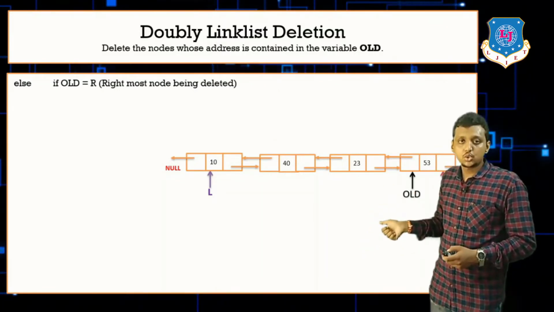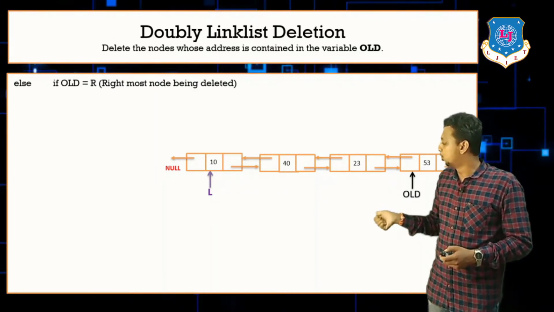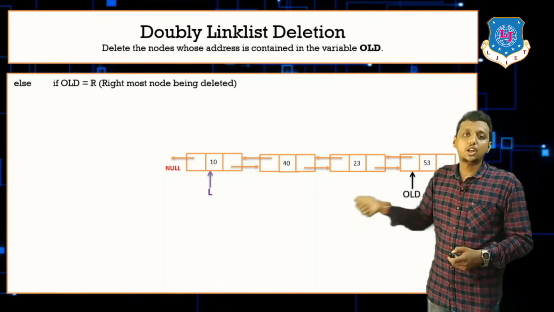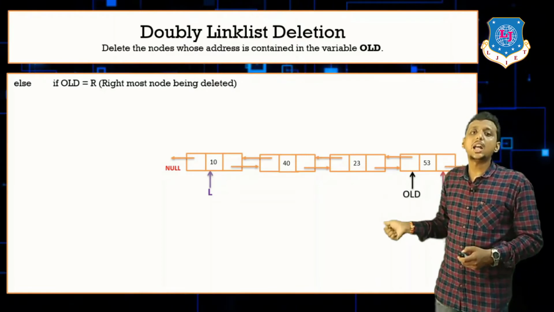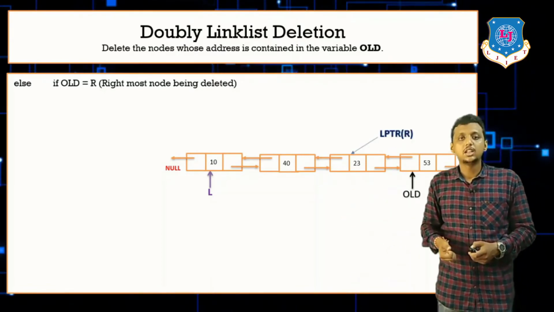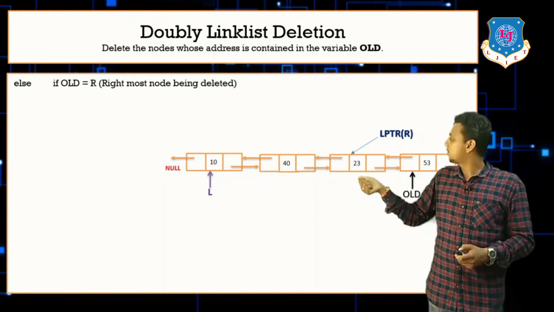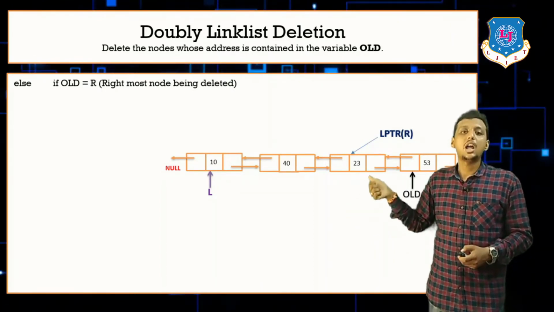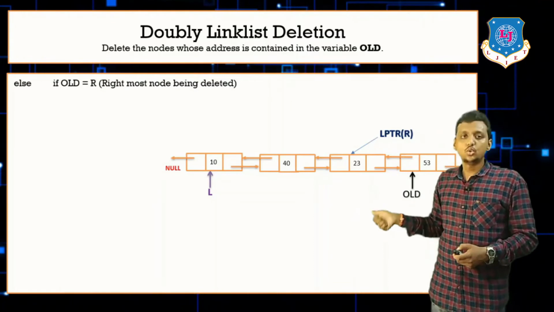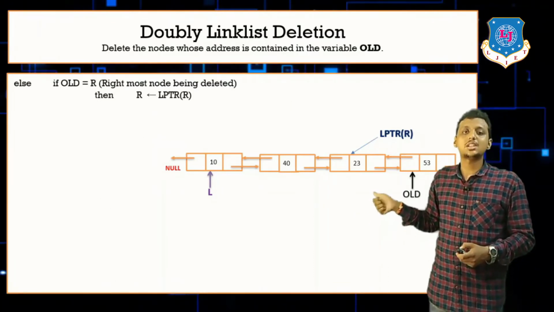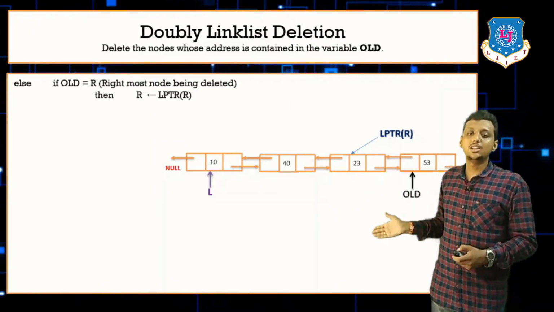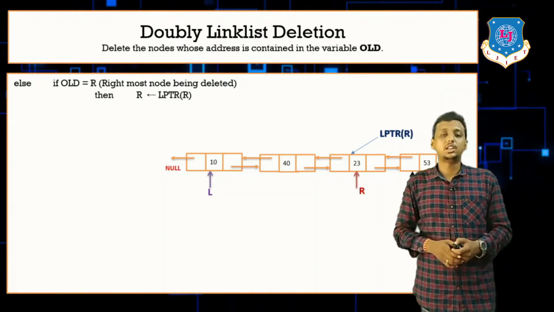Students, I need to move R to LPTR of R. Here again, 53 is known as R and 23 is known as LPTR of R. So I just need to write a single statement, R arrow LPTR of R. So R is gone from here and set on the 23.